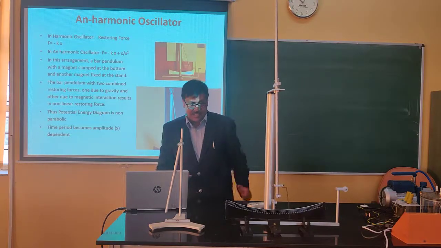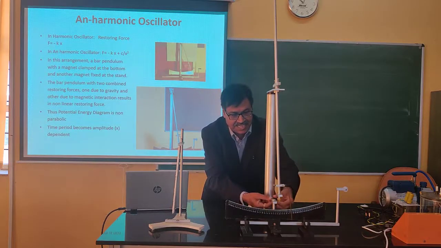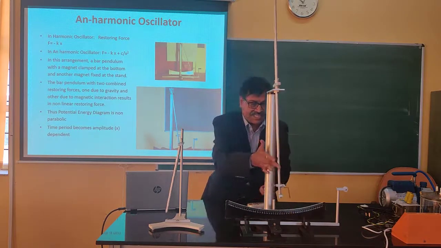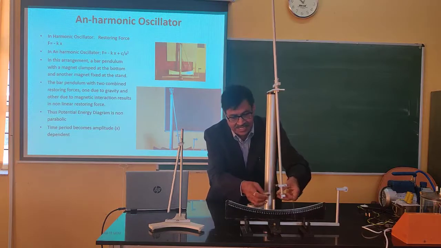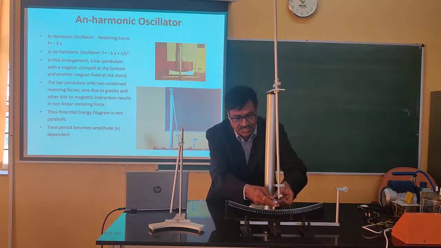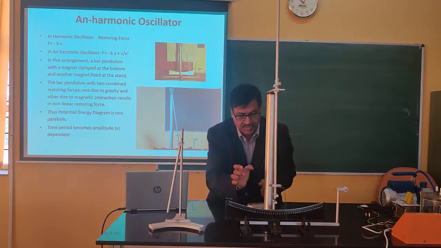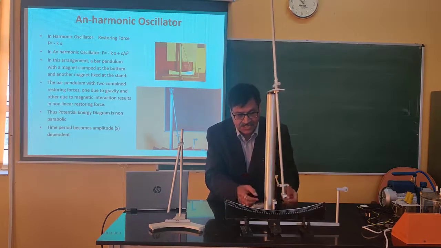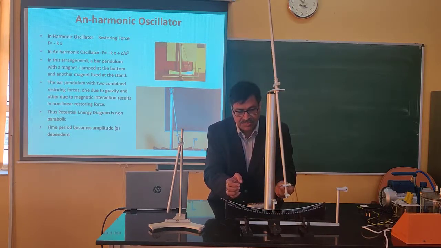In an anharmonic oscillator, we have the concept of gravitational interaction and magnetic interaction together. If I remove this one, then it is only the gravitational interaction and it's a harmonic oscillator. But here is a magnet and there is another magnet here. So this is repelling at the center. When the kinetic energy is large, it can cross the barrier, but when the kinetic energy is small, it may not cross the barrier.